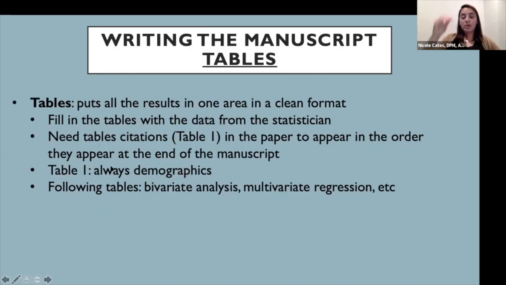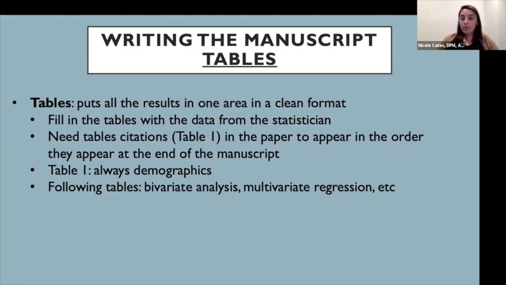Each table that appears in the tables and figures section is ordered 1, 2, 3, 4, 5, and you need them to appear within your manuscript in that order, and you need to cite them within the manuscript. Typically, the first table is your demographic table, and this is just where you're defining your entire cohort.